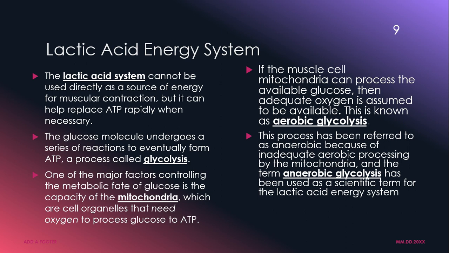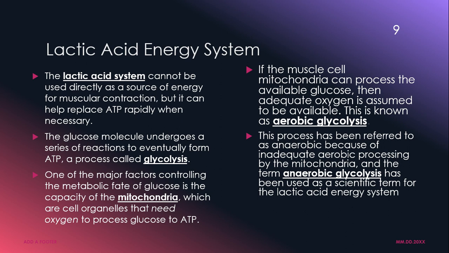The lactic acid system cannot be used directly as a source of energy for muscular contraction, but it can help replace ATP rapidly when necessary. If you are exercising at a high intensity level and need to replenish ATP rapidly, the next best source of energy, besides PCR, is glucose. Glucose may enter the muscle from the bloodstream or may be derived from the breakdown of glycogen stored in the muscle. The glucose molecule undergoes a series of reactions to eventually form ATP, a process called glycolysis.